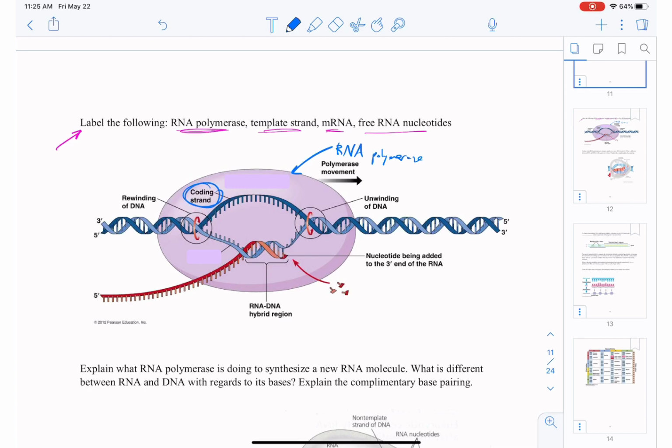Now let's look at the DNA. There's the coding strand, which makes that the template strand. Where is our mRNA molecule? This is our mRNA molecule that we're making. And to make mRNA, which is a nucleic acid, it's made of nucleotides, and so we need building blocks. We need free nucleotides to make that mRNA molecule. And where are those represented? Those are our free nucleotides.